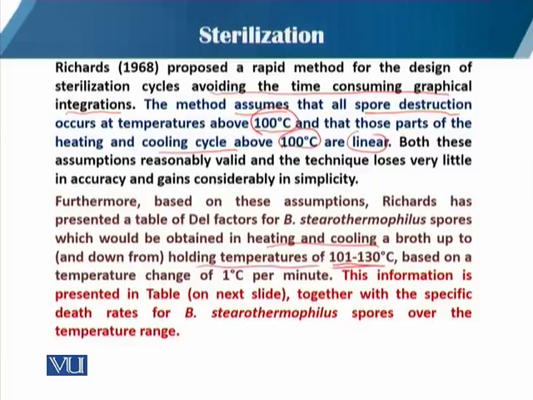If we say that the holding temperature is 101 to 130 degrees Celsius, based upon a temperature change of 1 degree Celsius per minute, then, as we discussed in our previous module, 30 is the suitable number of degrees to increase. If we raise the temperature from 100 to 130 degrees Celsius, there is a 30 degree increment, and the rise per minute is 1 degree Celsius. This information we can also see in the next table, where we know the specific death rate for Bacillus stearothermophilus at different temperature ranges.